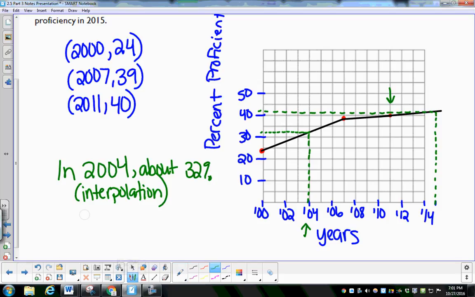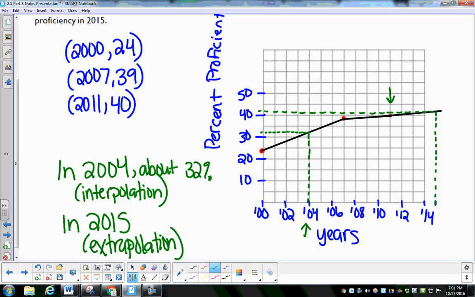So we're going to estimate now in 2015. And I just want to make a note to you that this is now extrapolation, because we didn't have any data out to 2015. Our data ended in 2011. So this is extrapolation. It extends beyond the data that we had. I'm going to say about 41% of those fourth graders will be proficient. So it jumped a lot in those first years, and now it's kind of leveling off. So we practiced both interpolation and extrapolation there.